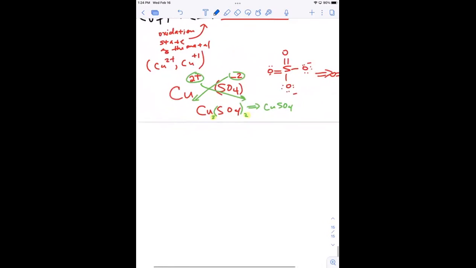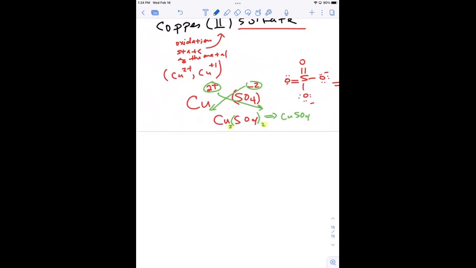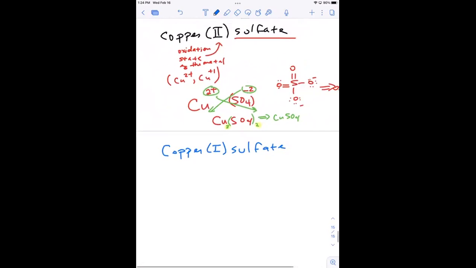All right. Now, what if I had copper 1 sulfate? How would I draw that? Again, the 1 in parentheses, the Roman numeral, is indicative of the oxidation state of the metal. So how would I write out copper 1 sulfate? What does that tell me about the oxidation state for copper? Is it +1 or +2?